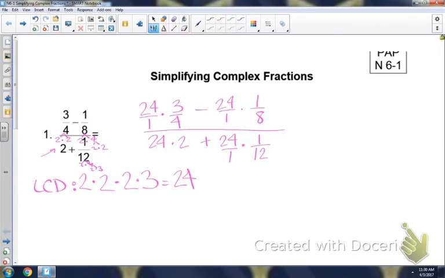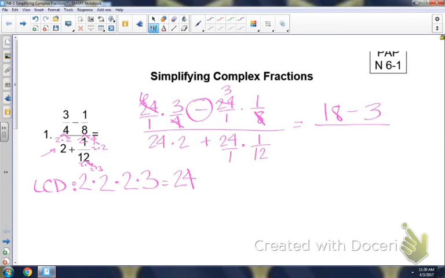Okay, so from here, if you are multiplying by your least common denominator, your fractions should cancel. So the 4 and 24, those cancel. 4 will go into 24 6 times. So 6 times 3, you would get 18. Reduce this, 8 will go into 24 3 times. 3 times 1, we get 3. Notice we're subtracting, so bring that over.